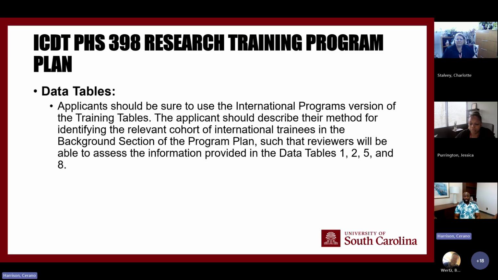For data tables, applicants should be sure to use the international programs version of the training tables. The applicant should describe their method for identifying the relevant cohort of international trainees in the background section of the program plan, so that the reviewers will be able to assess the information provided in the data tables 1, 2, 5, and 8.